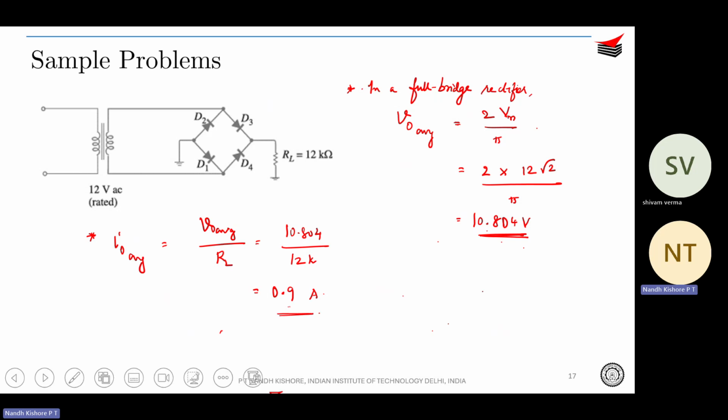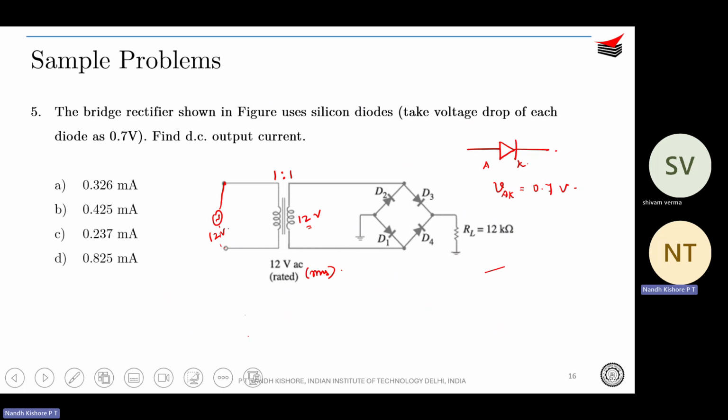Okay. So now let's see the circuit once. See the options. Is there any option of 0.9 ampere? No. So what is the mistake that we did? The formula is all correct, but what did we not consider?